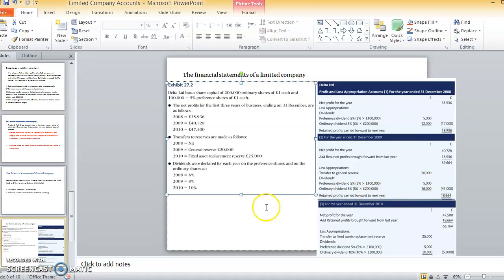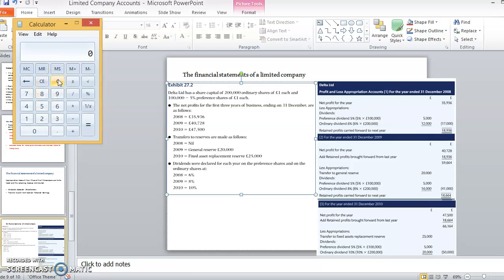Then ordinary dividend is how much this year? 8%. It's more than last year, 2% more. So 8% of 200,000, 16,000. So all of this, transfer to reserve, preference dividends, plus 16,000, so 20,000 plus 5,000 plus 16,000, this is the amount of money that you are going to pay. 41,000 you are using out of your total profits of 59,664. Now subtract 41,000 from 59,664. Your answer is 18,664, which you are left with this year. So after making all the distributions, you are still left with 18,000 out of your profits.